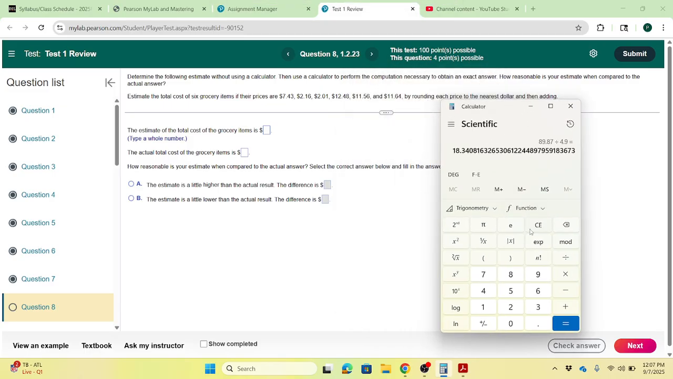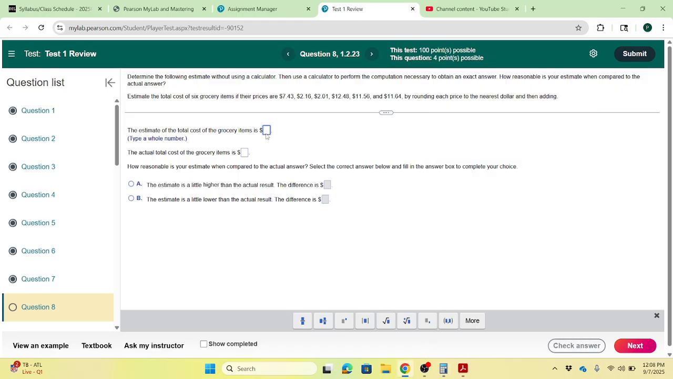If you estimate, then 7 plus the next number is 2 because it's less than 2.5, plus the next number is again 2, plus the next number is 12 because it's less than 0.5, so it's 12. The next number is 12 again because it's 11.56. It's greater than or equal to 5, so it goes to the next number, plus this is also 12. So the total is 47.